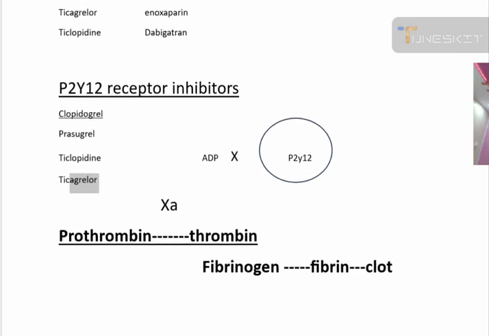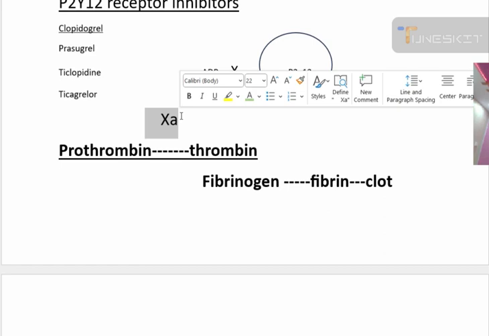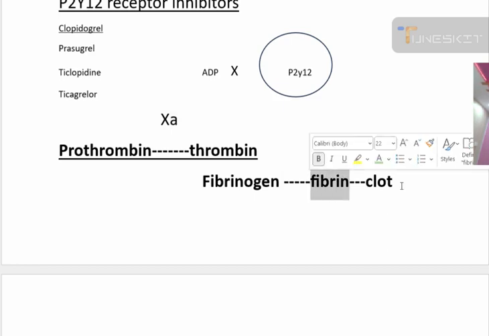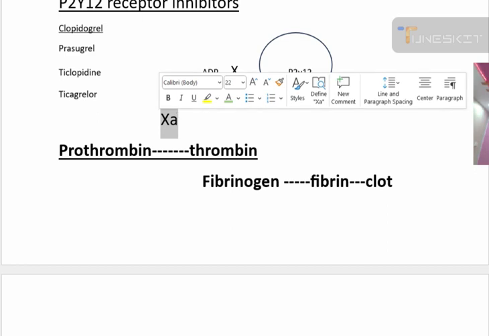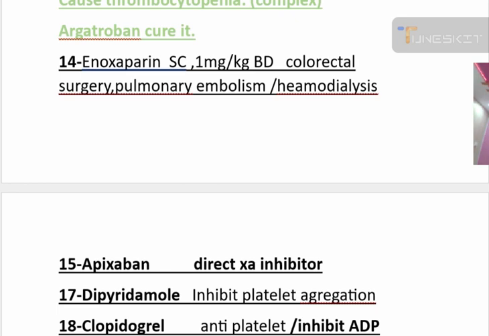Very easy. And also an important point, this 10A factor. What is the 10A factor? It is a very important factor, because without 10A factor no fibrin clot will be formed. This 10A factor will convert prothrombin into thrombin. It will make the prothrombin active. This thrombin will further activate fibrinogen into fibrin. Now this fibrin will make clots. So there is a direct 10A inhibitor, the drug which inhibits this factor, apixaban.